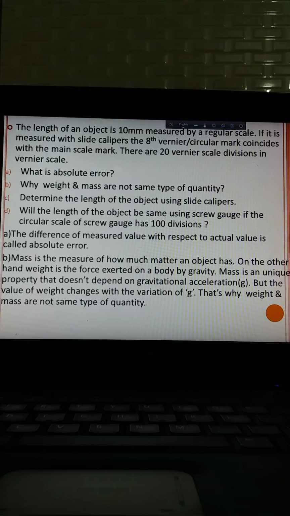Mass is the measure of how much matter an object has. On the other hand, weight is the force exerted on a body by gravity. Gravity is related to weight, but it is not directly related to mass. Weight is directly related to gravitational acceleration g because W equals mg. This equation is known by all, but mass doesn't change with the variation of g. So we can say weight and mass are not the same type of quantity, because weight can change with the change of place and gravitational acceleration, but mass is a fixed value.